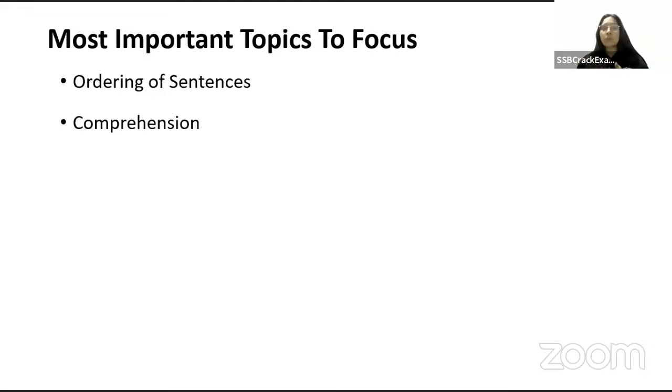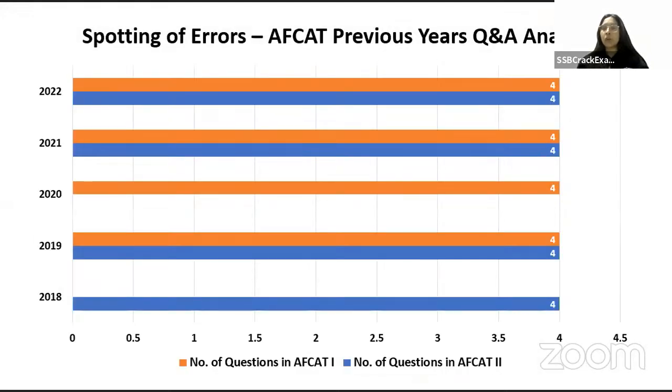Right, so let's quickly talk about the first topic, which is spotting of error. Guys, if we look across all these years, the number of questions that you have been getting is four questions. So AFCAT has been very, very consistent when it comes to the number of spotting of error questions. Every year, be it AFCAT 1 or AFCAT 2, they have been giving how many questions? Four questions. Right.